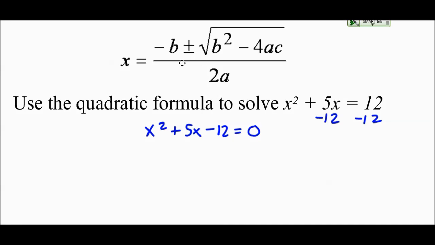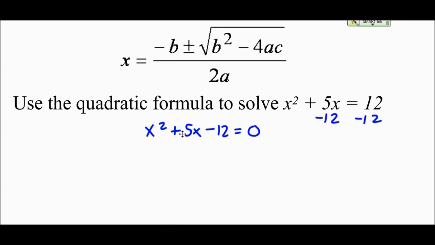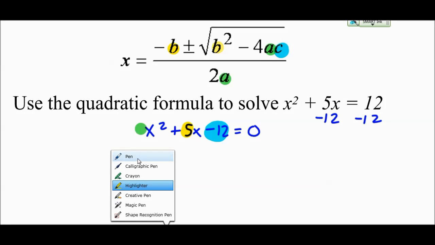Now I'm going to plug this into the quadratic formula. First of all, I know b is 5, so wherever there's a b, I'm going to replace it with a 5. I know that a is 1. 1's kind of like a ninja. You know it's there, but you can't see it. And c is negative 12. Wherever I see c, I'm going to put negative 12. So let's plug that in.